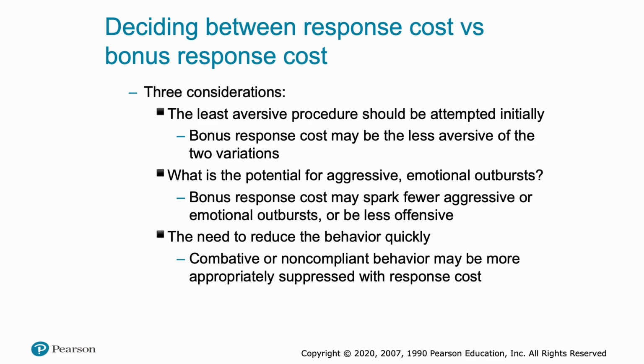The next question you want to ask yourself is, what is the potential for aggressive emotional outbursts? If you are working with a client that does have the potential for aggressive or emotional outbursts, well, then the bonus response cost procedure is the procedure that's less likely to produce some of these emotional outbursts. Okay, so this is also a reason to go with the bonus response cost procedure first. However, if you need to work on reducing a behavior such as combative or non-compliant behavior, then a more appropriate intervention between these two would be the response cost procedure, just the regular response cost procedure.